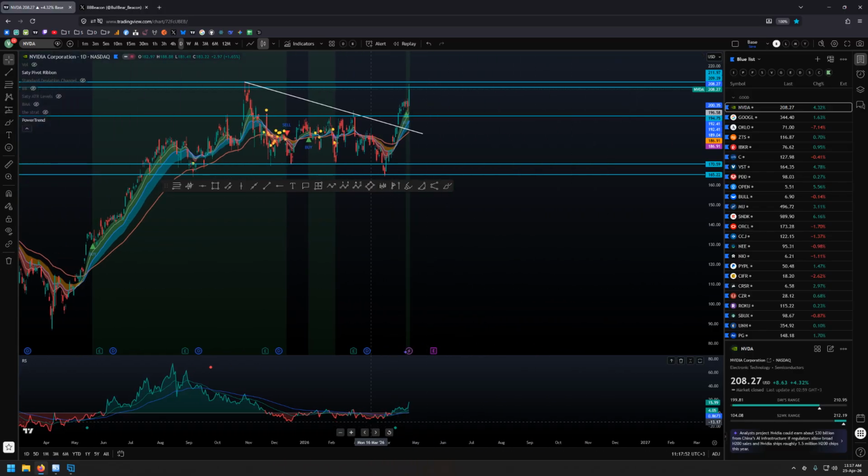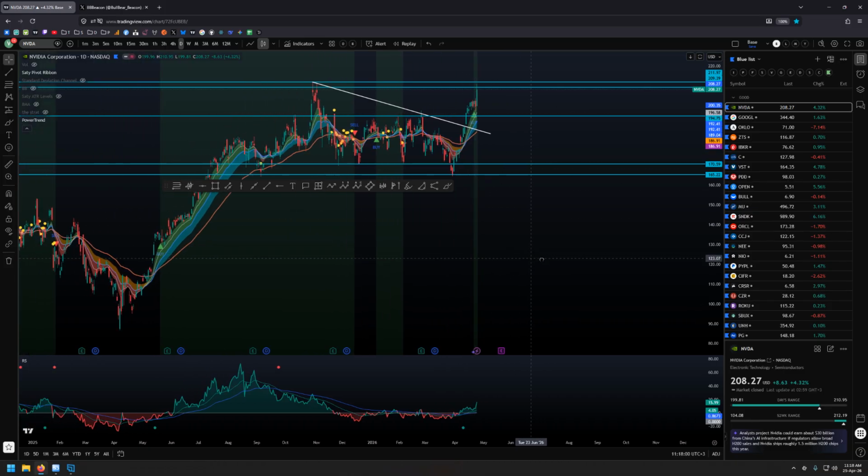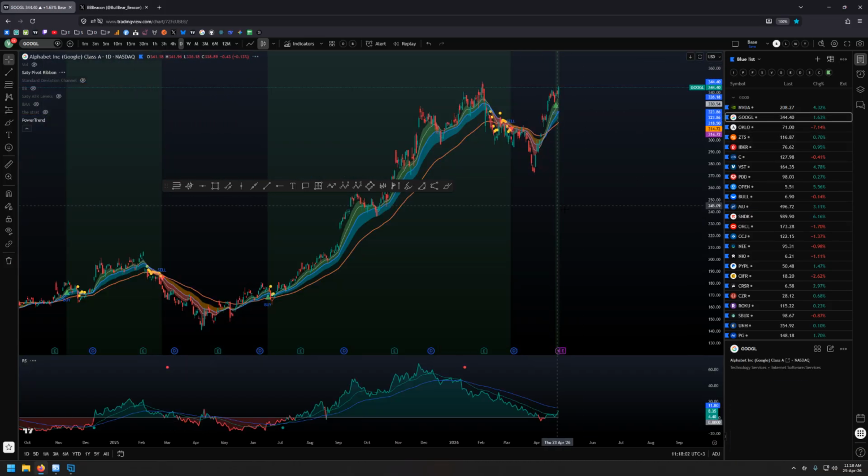And basically ascending, we crossed into the green, and now we're starting to expand. We got the crossover, we got the buy signal here. Very good setup. I think Nvidia is going much higher. Then we have Google.